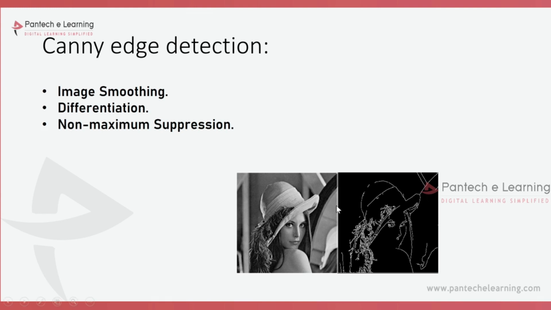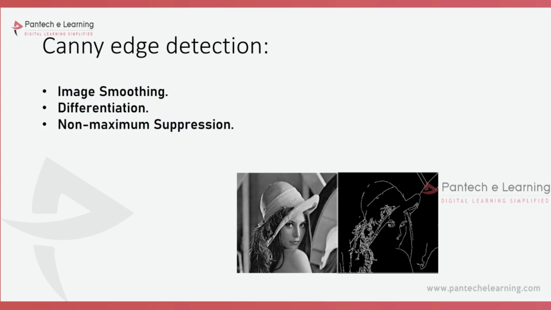Now here you can see that particular image. Inside that image itself, you will have an idea of how the Canny output will be obtained. This will be that replica. So what are all the processes taken inside Canny? It is nothing but image smoothing, differentiation, and non-maximum suppression.